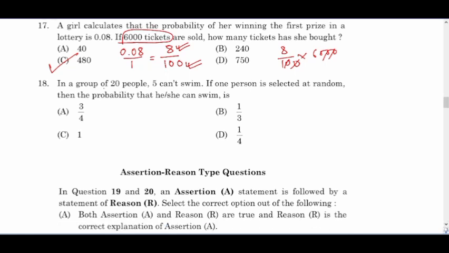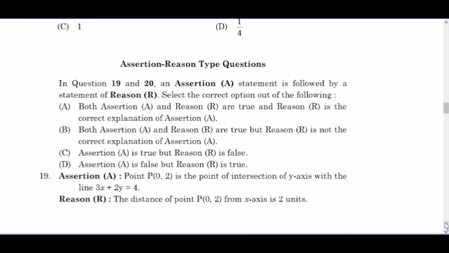Next, 20 people, 5 cannot swim. One person is selected randomly, what is the probability that the person can swim? 15 people out of 20, that is 3/4, will be your correct answer. Next, an assertion reason type question.